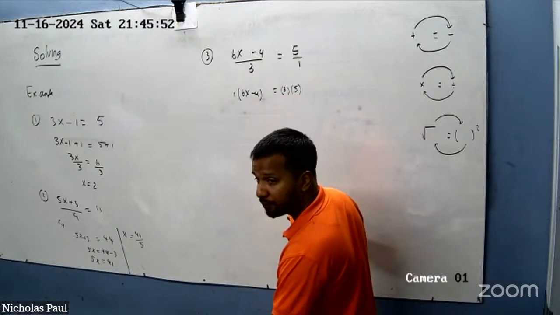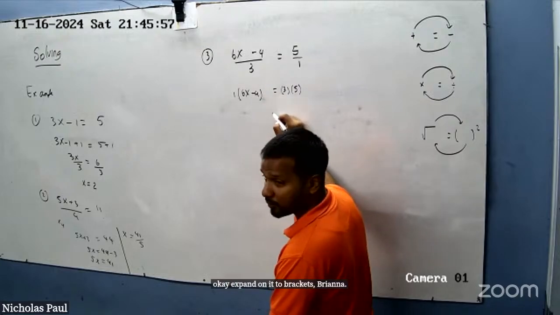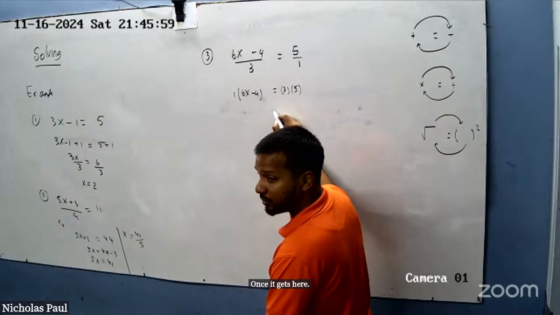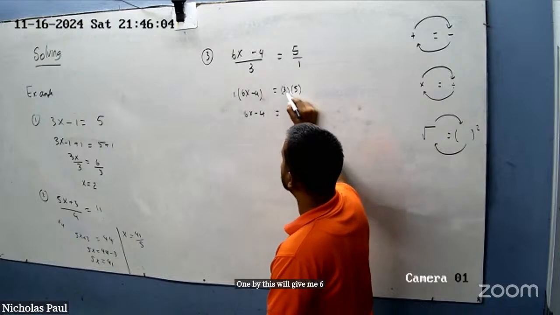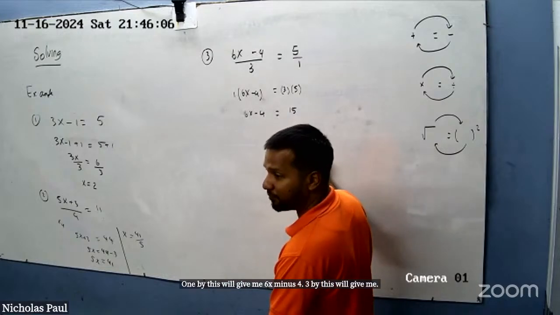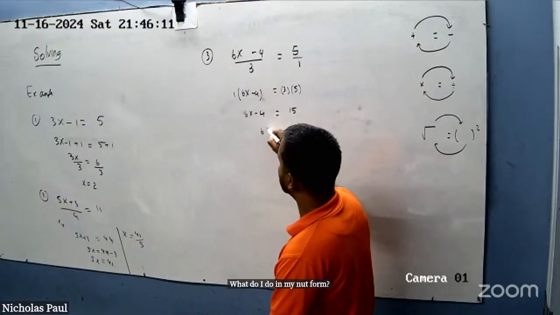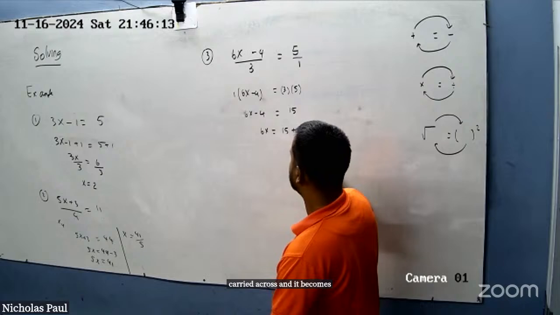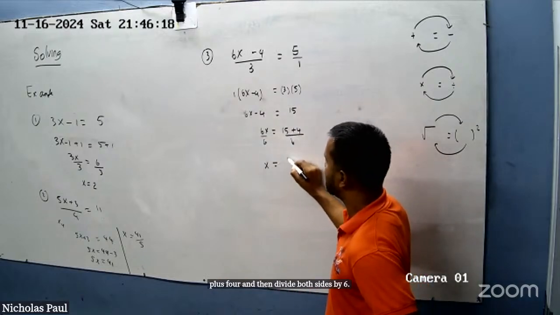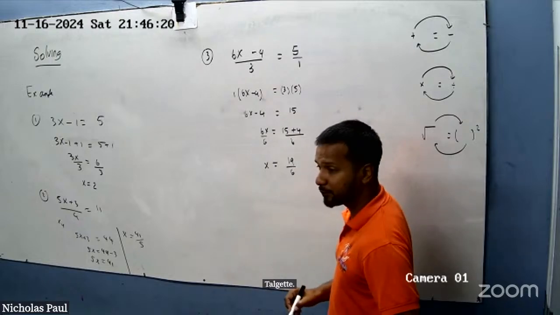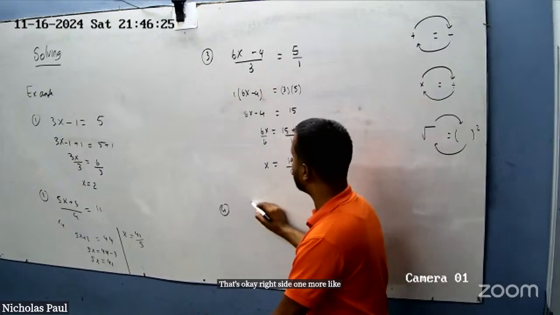That's okay. Expand all the brackets. Brianna, once you get here, you can do the whole thing. 1 by this will give me 6x minus 4. 3 by this will give me 15. What do I do with minus 4? Carry it across and it becomes plus 4. And then divide both sides by 6. So I'll get 19 on 6. That's okay?